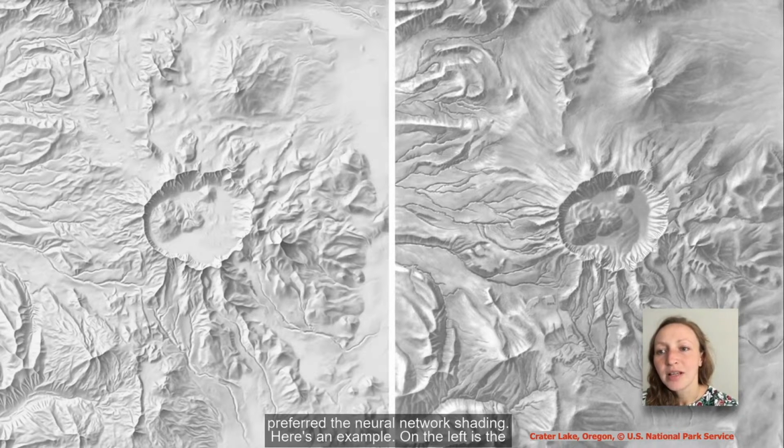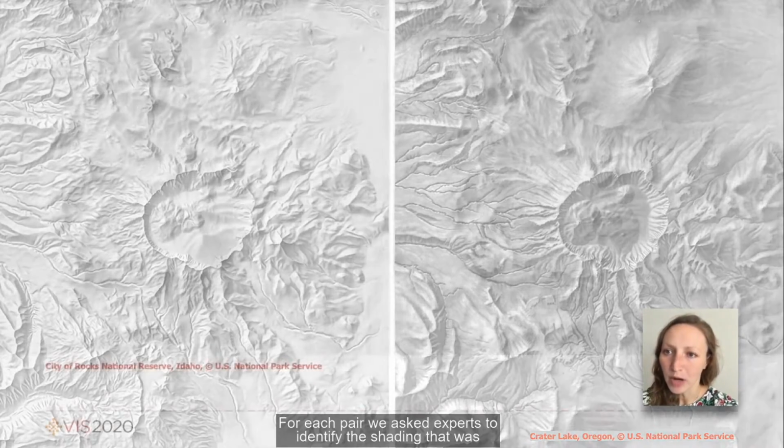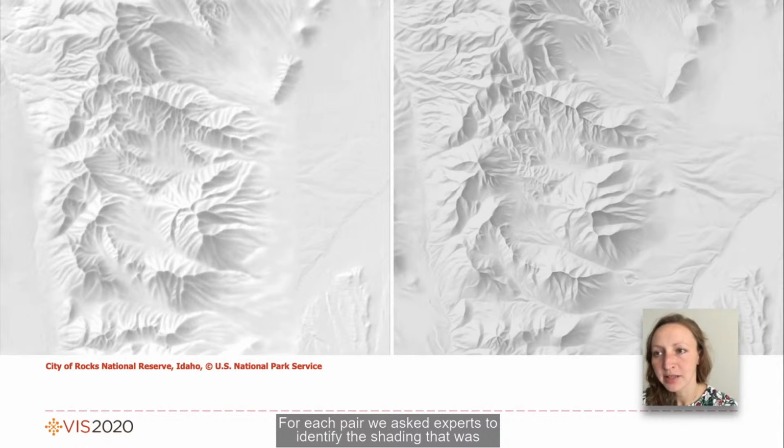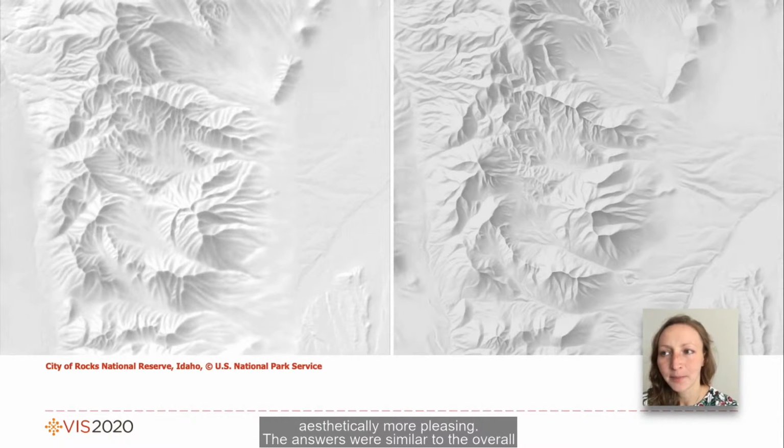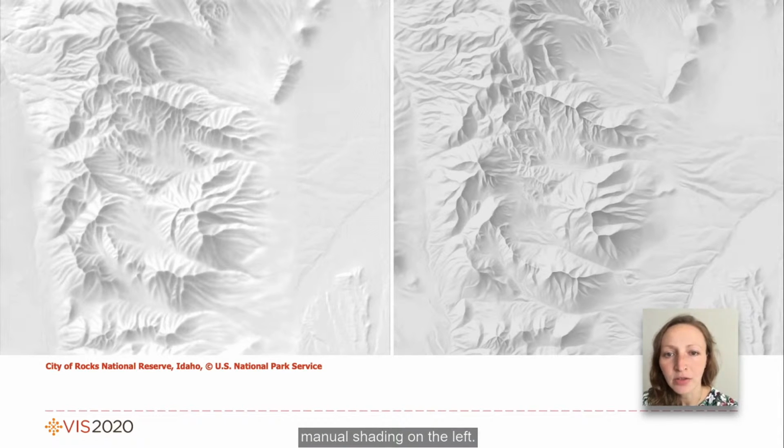Here's an example. On the left is the preferred neural network shading, and on the right is the manual shading. For each pair, we asked experts to identify the shading that was aesthetically more pleasing. The answers were similar to the overall preference. Here is an example, where the experts found the neural network shading on the right to be more pleasing than the manual shading on the left.